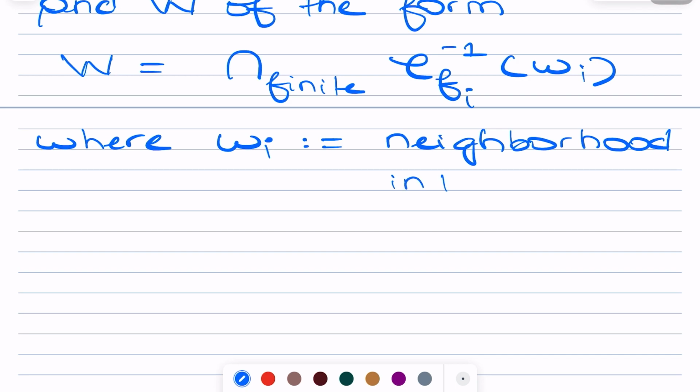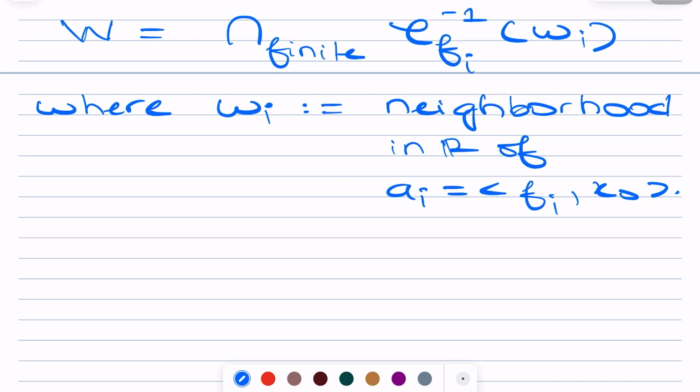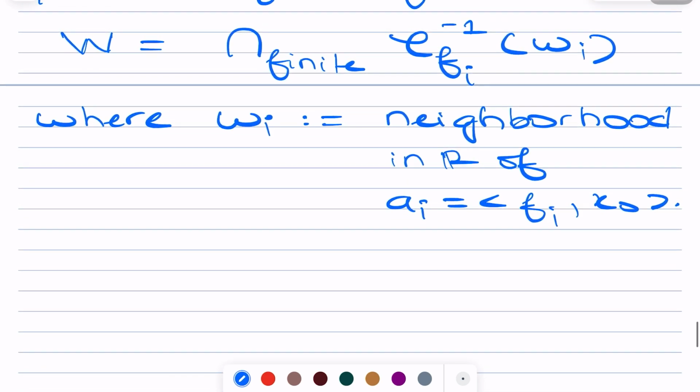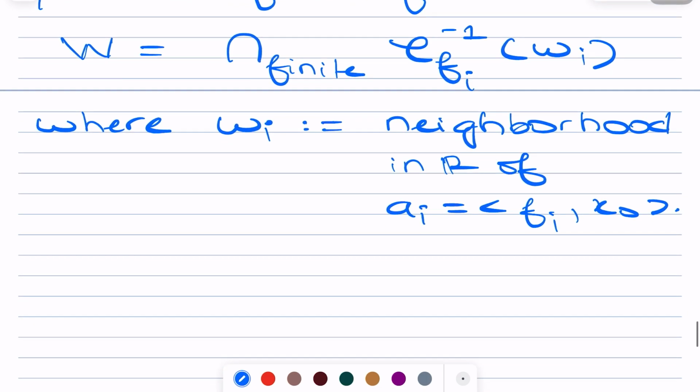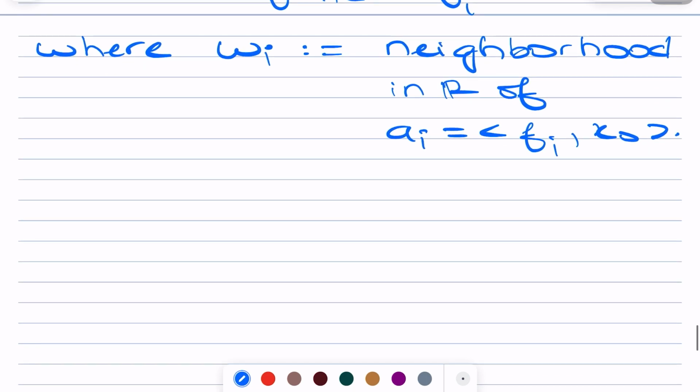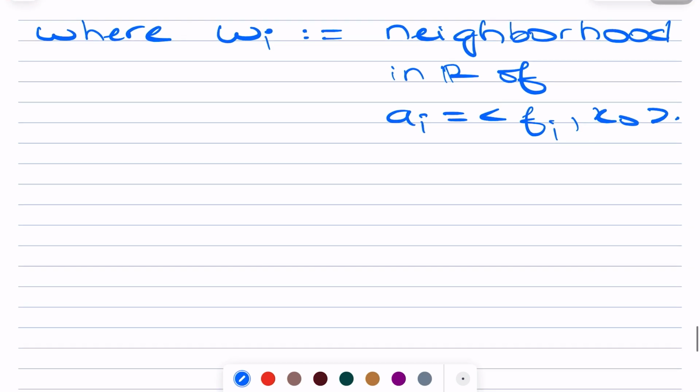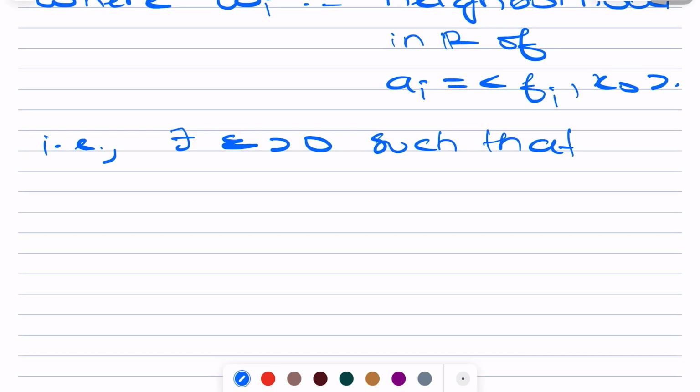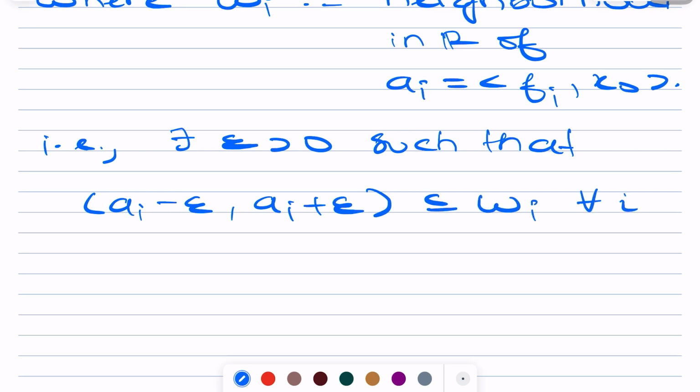We write it here in R, the AI that I defined above to be a pairing of fi and x0. Since wi is a neighborhood of AI in R, we know how to characterize neighborhoods in R. This means we can find an interval around AI that is contained in wi. So there is an epsilon positive such that the open interval (AI minus epsilon, AI plus epsilon) is contained in wi, and this holds for every I.